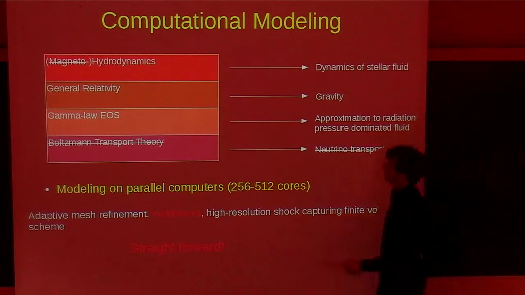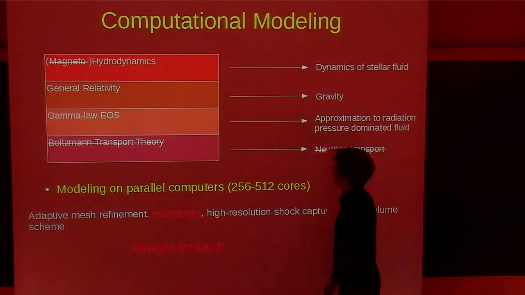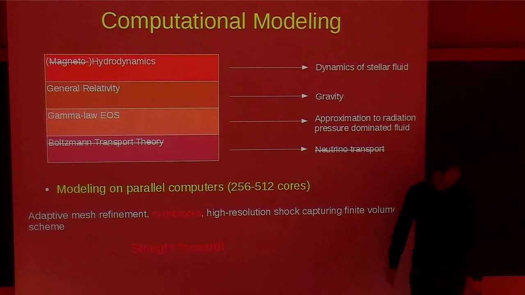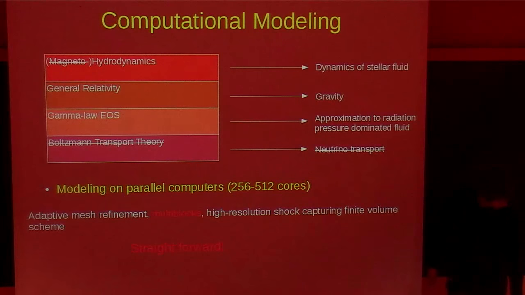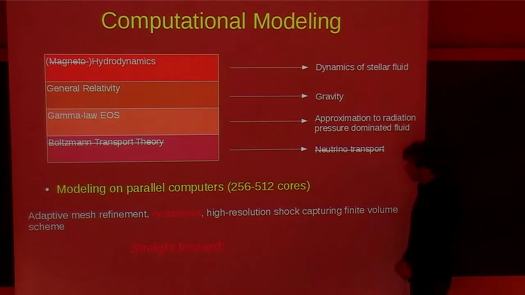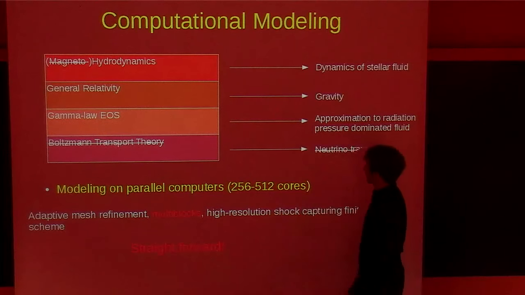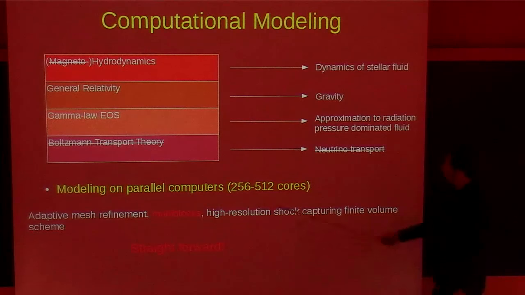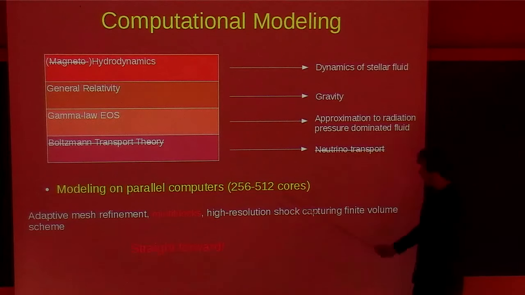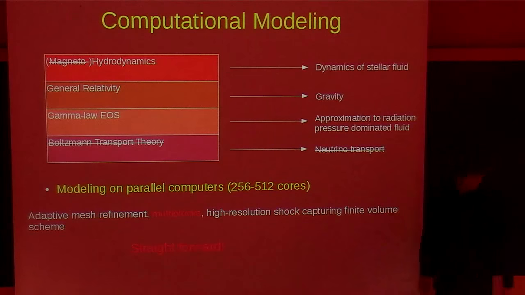So what we are doing is we basically throw away the magnetic fields. So we just look at the hydrodynamics. We include full general relativity, and we approximate our equation of state by a gamma law, with the gamma equals 4/3 adiabatic index to take into account the radiation pressure dominated pressure component. And we also throw away Boltzmann transport theory completely. So that now makes it feasible. So on the simulations that we did, we basically run on between 256 and 512 cores. We use adaptive mesh refinement, a technique called multi-blocks, and we have a high-resolution shock capturing finite volume scheme, and that all is, for us at least, straightforward to do.